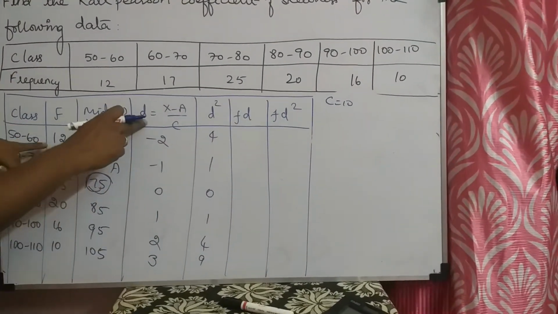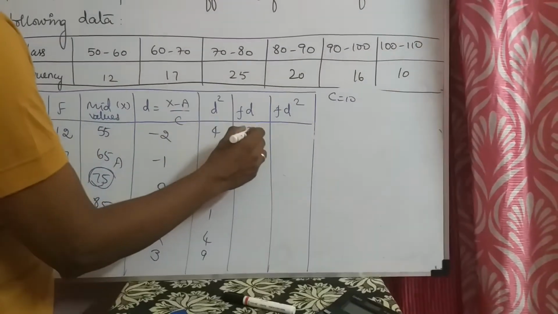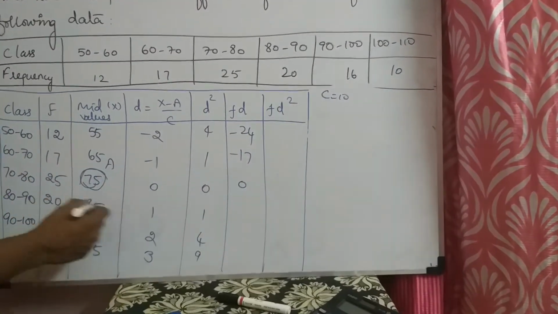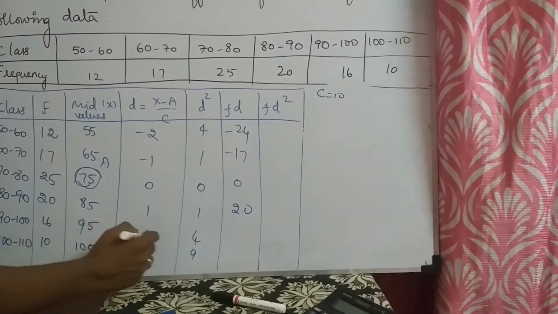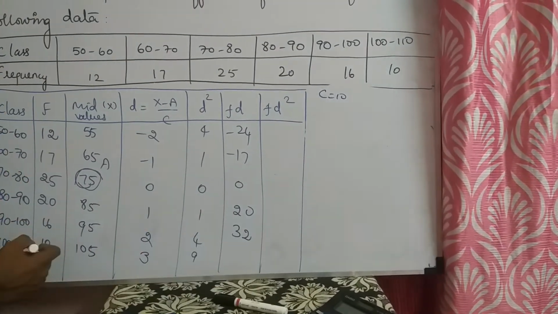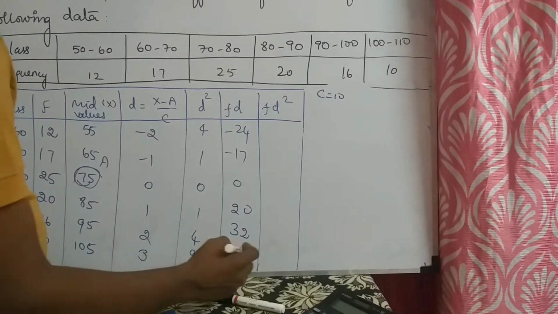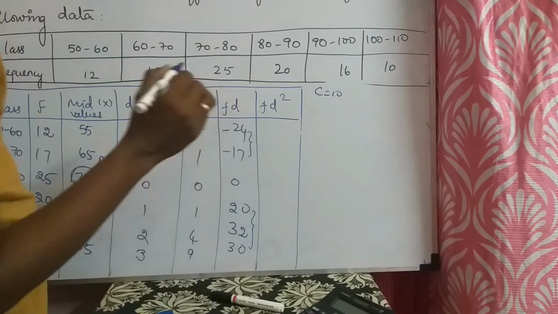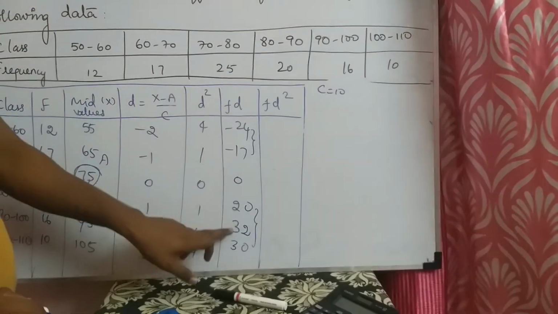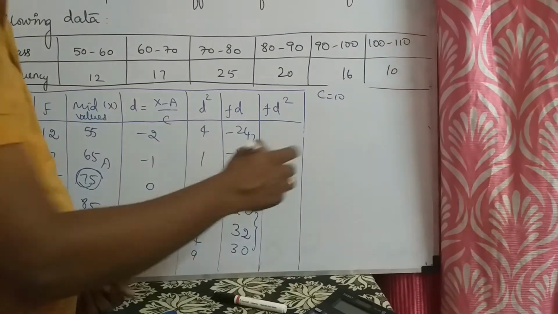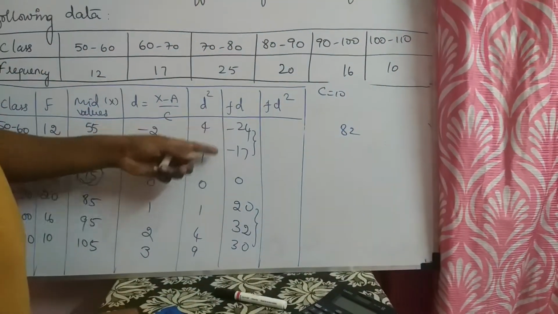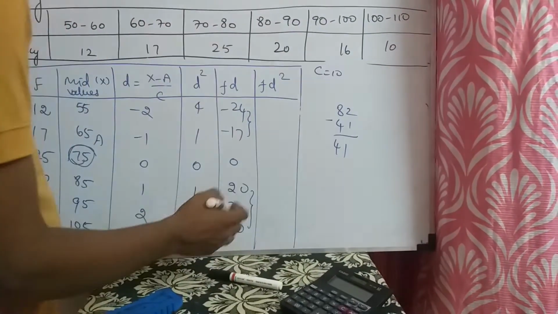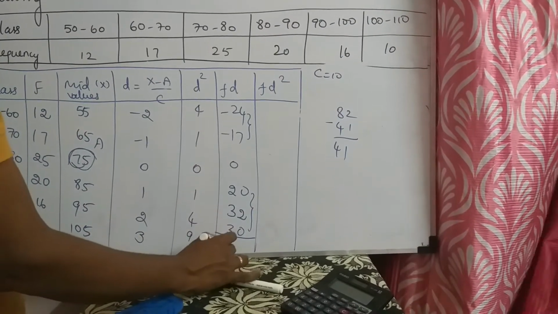Next, fd. We have d and we have f, so multiply these two. The first is minus 24. Then minus 17, 0 into 25 is 0, 20 into 1 is 20, 16 into 2 is 32, next 10 into 3 is 30. Next, add the positive values and the negative values. The sum of the positive values is 82, and the negative value is 41. If we subtract, we get the value 41.